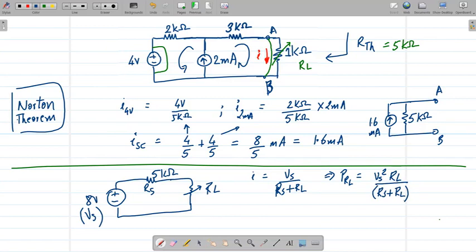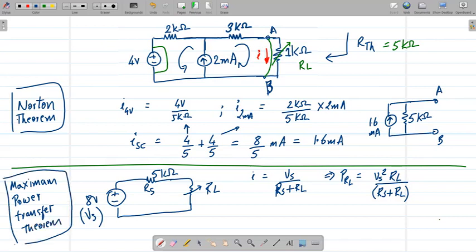Okay. And we want to find out what is the value of the load resistance that maximizes this number. So this is our maximum power transfer. Take it up in the next page.